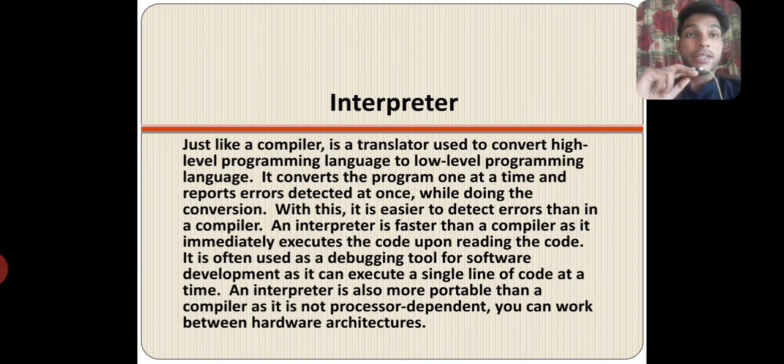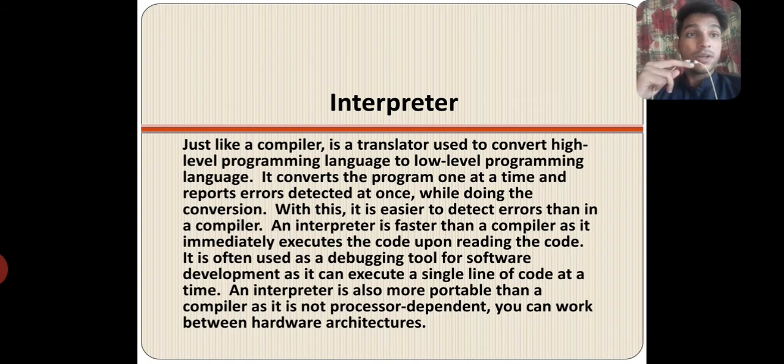The second one is interpreter. Just like a compiler, it is a translator used to convert high level programming language to low level programming language. It converts the program one line at a time and reports errors detected at once while doing the conversion. So with this, it is easier to detect errors than in a compiler.